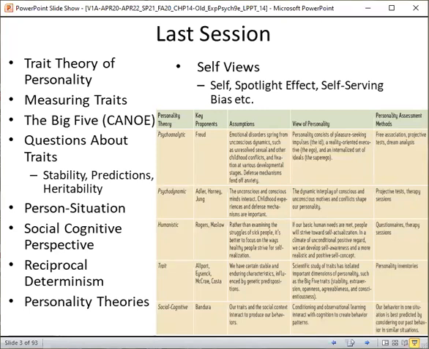That's the idea of reciprocal determinism. And then we looked at such things as self-views, the importance of the self, the ideal self, the actual self, the spotlight effect, and things such as the self-serving bias. So that sort of rounded out what we talked about during our last session.